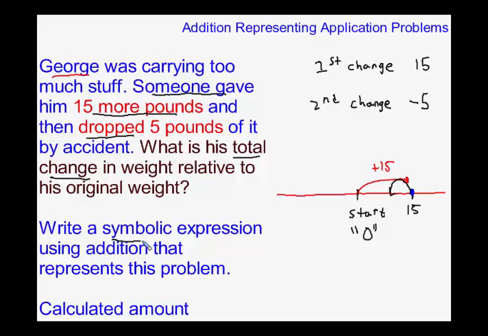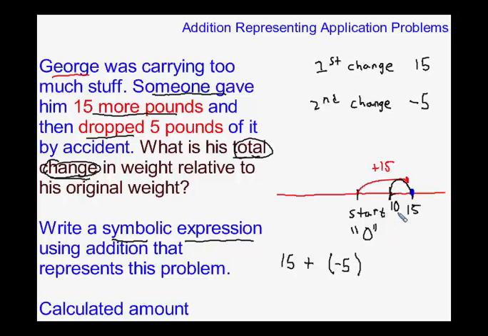You could represent this using a symbolic expression, and you could think of it as you started with his first change of 15 pounds, and we're going to add to that the second change so that we can find the total change. Total change can be thought of as adding the two changes together. So here I'm adding the first change of 15 to the second change, which we thought of as negative 5, because he decreased the amount of weight he was carrying. So if you're at 15, adding a negative amount would have you going to the left 5 units. And if you went left 5 units, that would put you at 10.